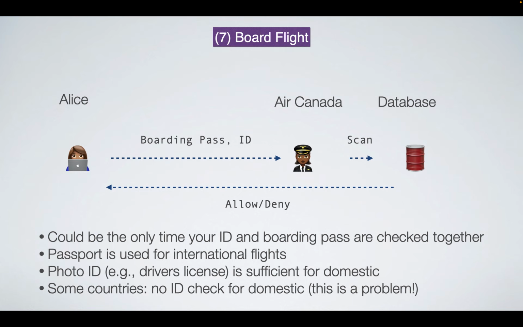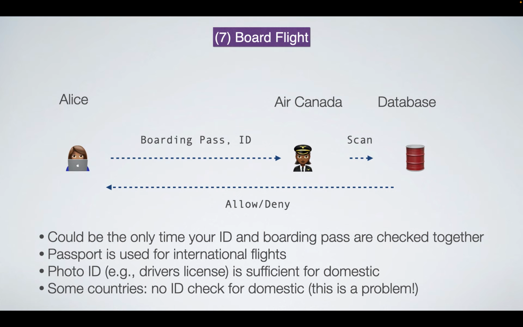I want to see your face. And I'm going to triangulate those three pieces of information and make sure that all of it's consistent with each other. Now, it used to be worse. In the US, if you flew domestically, they wouldn't actually check your ID. They would just look at your boarding pass and that was it. So your boarding pass was like a bearer instrument. If it had your name on it, that's who you were, okay?